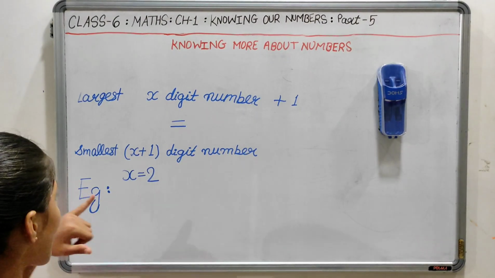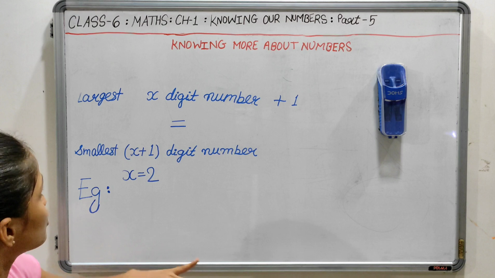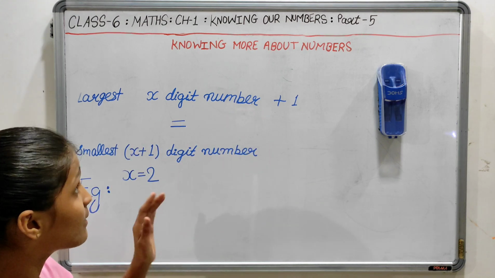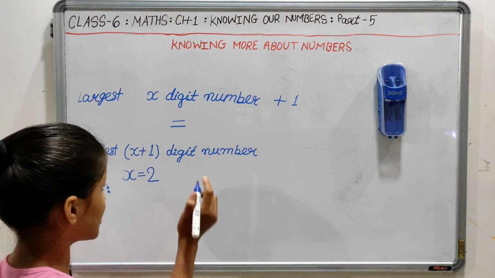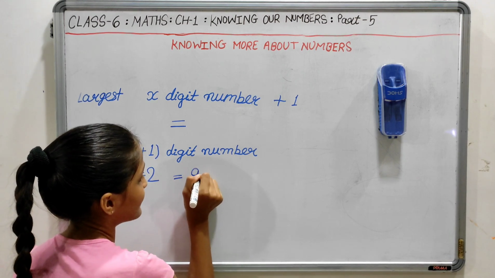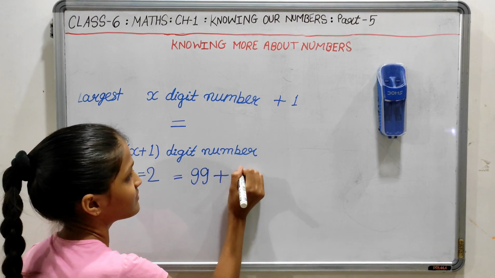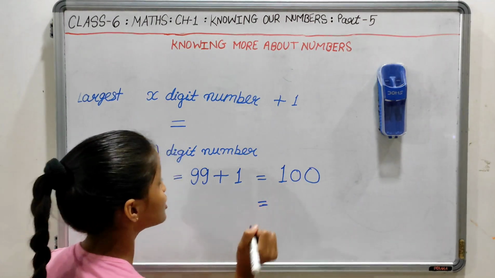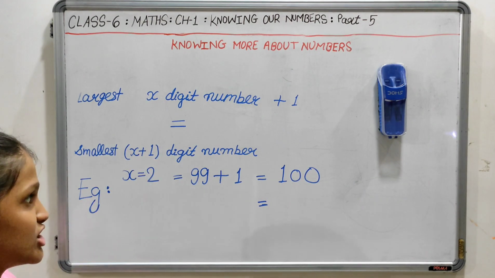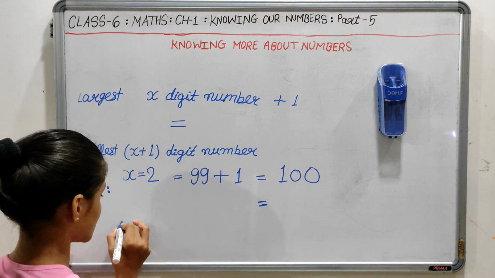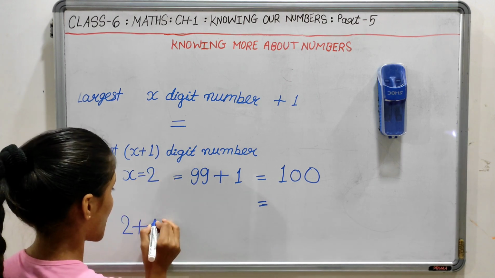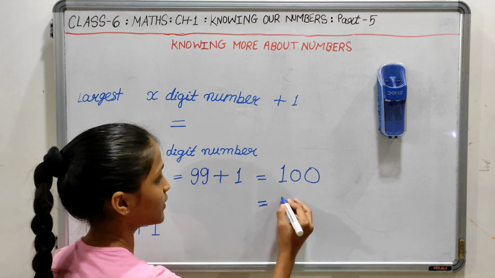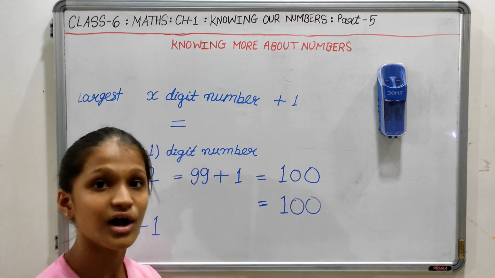For example, if we take x equals 2, then largest x-digit number plus 1 means largest 2-digit number plus 1. The largest 2-digit number is 99, plus 1 equals 100. Now 100 also equals the smallest (x plus 1)-digit number. X is 2, so 2 plus 1 is a 3-digit number. So the smallest 3-digit number equals 100. That means we got our answer correct here too.